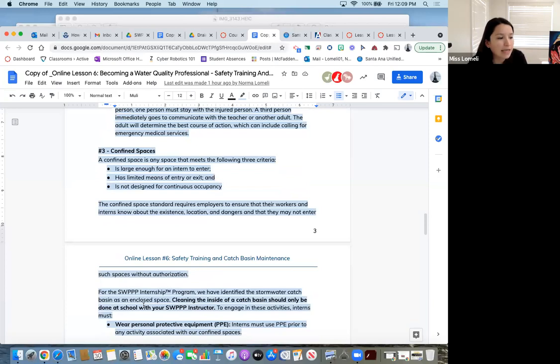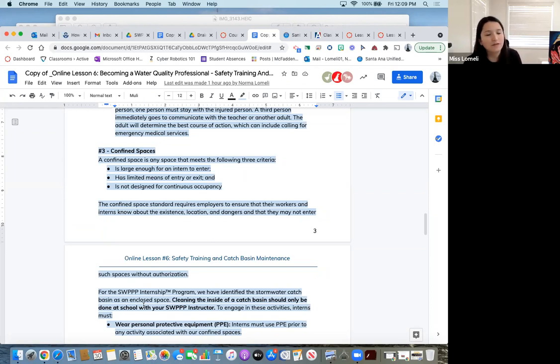Confined spaces. A confined space is any space that meets the following 3 criteria: it is large enough for an intern to enter, has limited means of entry or exit, and is not designed for continuous occupancy. The confined space standard requires employers to ensure that their workers and interns know about the existence, locations, and dangers of such spaces, and that they may not enter them without authorization.